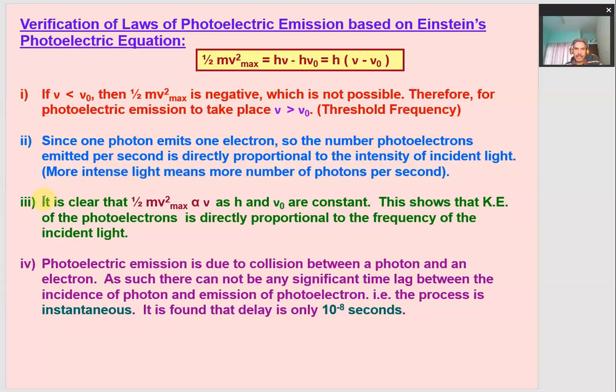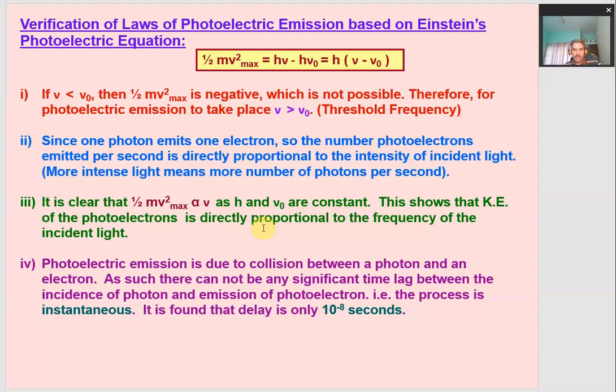Another thing is that it is clear that this kinetic energy is directly proportional to the frequency of the incident radiation. Of course, the higher the frequency of the incident radiation, the more of its energy will be left as the kinetic energy of the electron. So a higher frequency radiation can give more kinetic energy to the electron. This shows that the kinetic energy of the photoelectron is directly proportional to the frequency of the incident radiation.